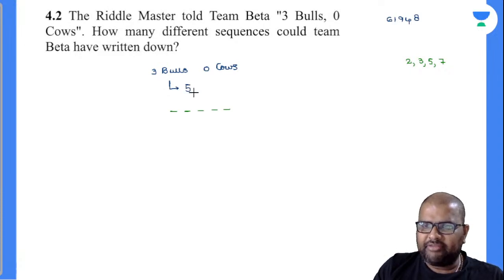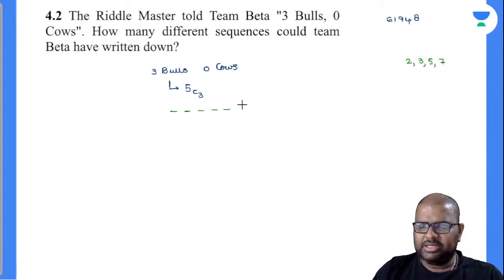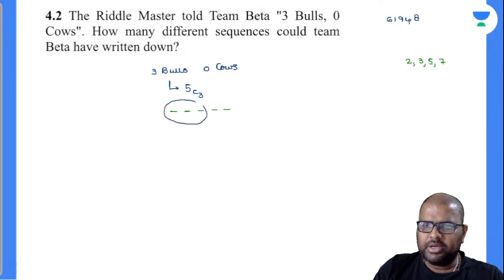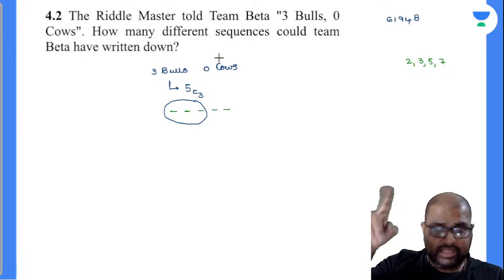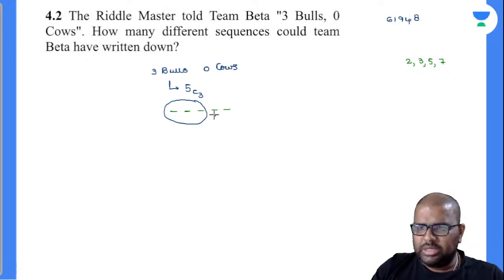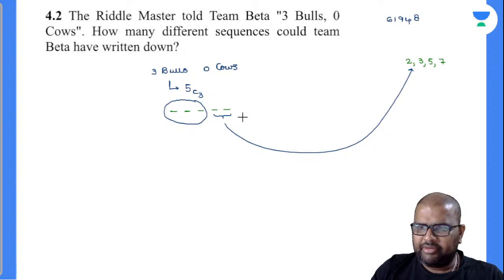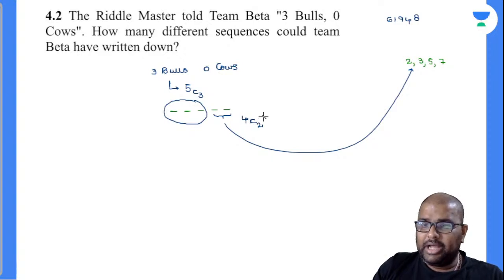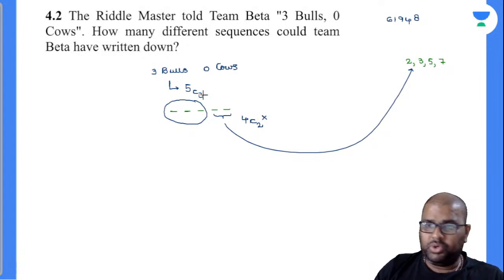Let us suppose take 5C3, and their positions are fixed, right? So let us suppose these are the 3 positions that you have fixed. So 0 cows means you didn't identify any correct number and its position also. So for these 2 places you have to choose numbers from here. Out of 4 numbers I have to select 2 numbers, and now you have to arrange them because you don't know the correct arrangement. You don't know about this, right?